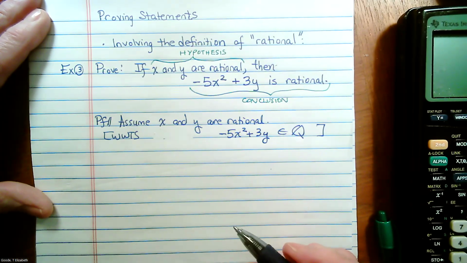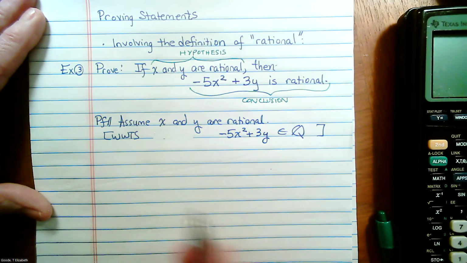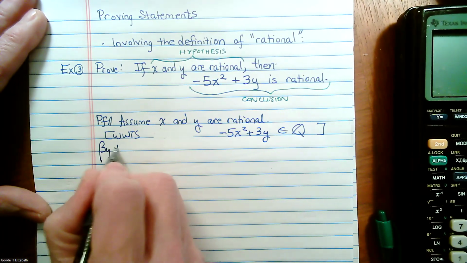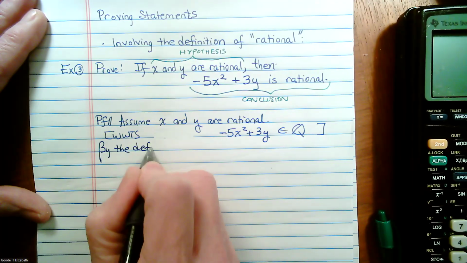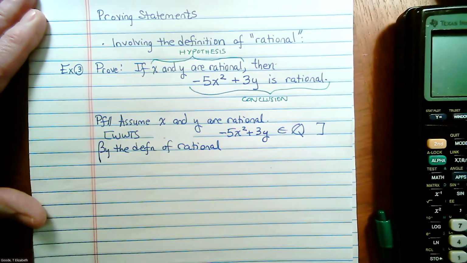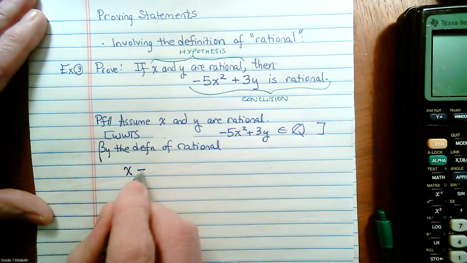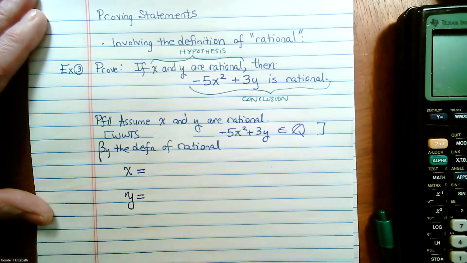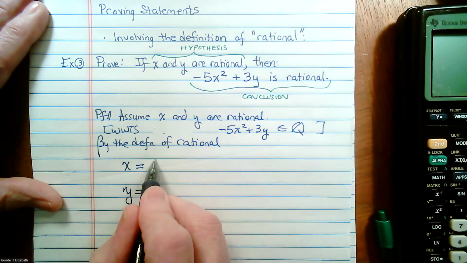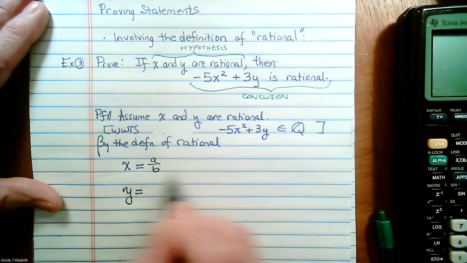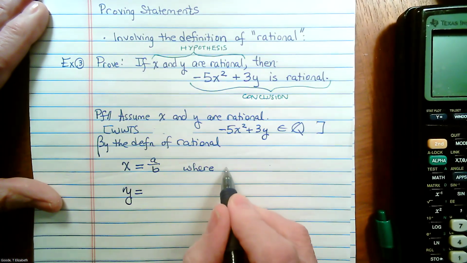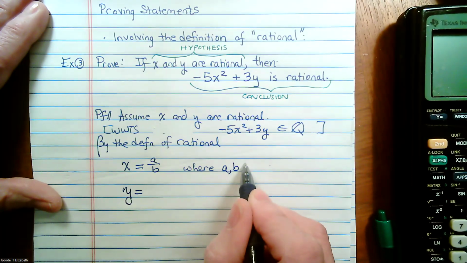We hear the voice: use the definition. So by the definition of rational, you tell me what we're going to write. We're going to get an equation for x and an equation for y. X equals A over B. I like A and B, where we got to say the whole thing because we're going to need all three parts.